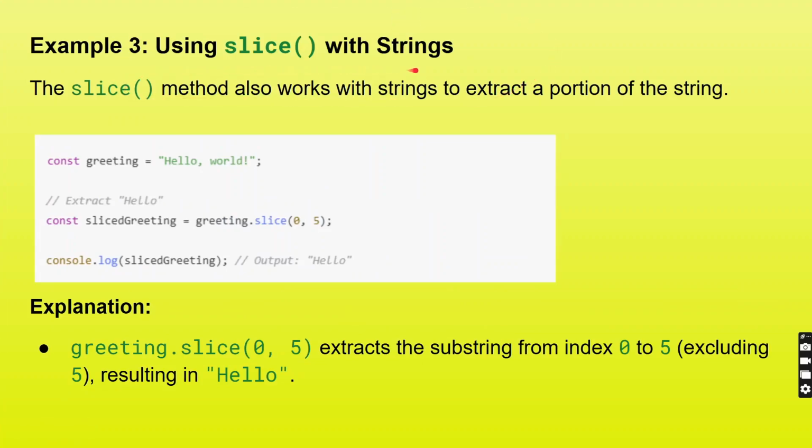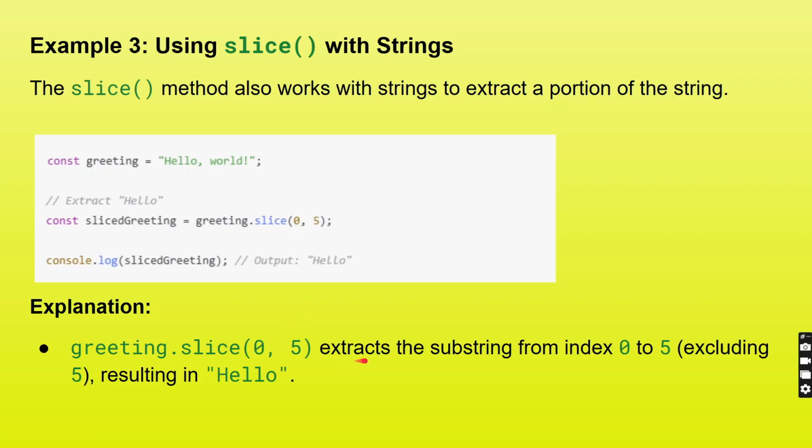Example, using slice with a string. The slice method also works with strings to extract a portion of the string. For example, here we have a const variable greeting with the value Hello, world!, with an exclamation mark. So greeting.slice starts at 0 and ends at 5. The indexes are 0 1 2 3 4 5. So the last one is excluded and the first Hello will get printed. The console.log output is Hello.